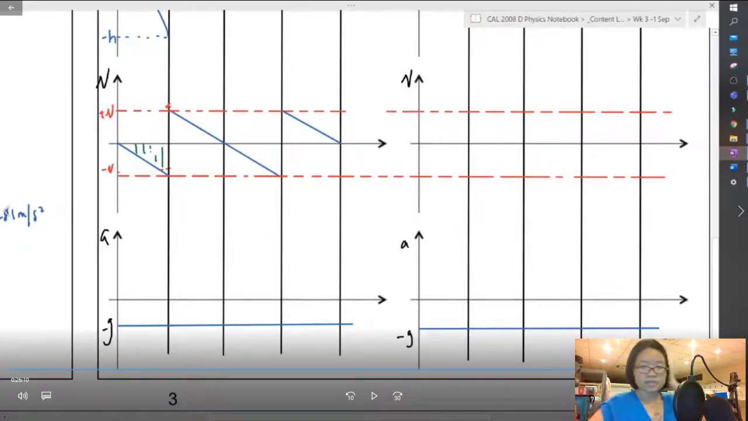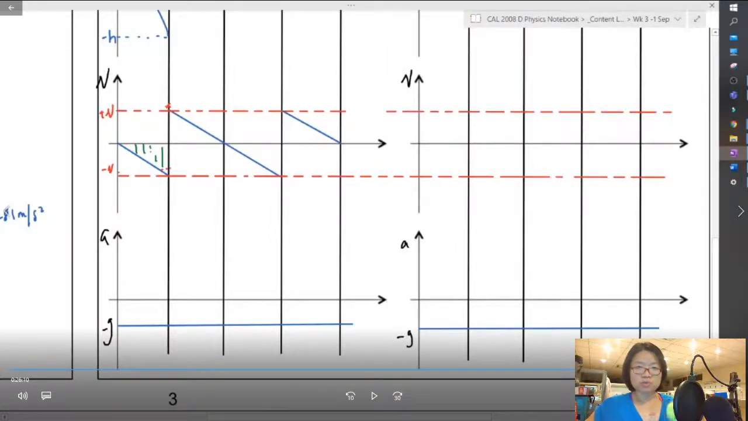Okay, so think about it this way. When your ball is going down, it is traveling down faster and faster, faster and faster, and hits the ground. So when it hits the ground, let's say this is the ground, it will turn and go up. So-called turn, it will rebound and go up.